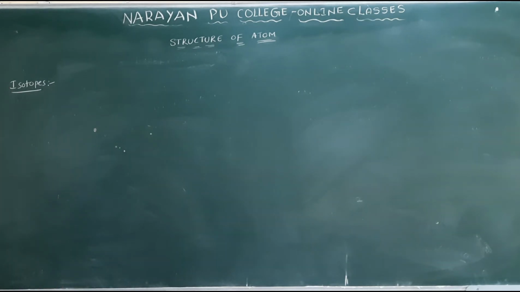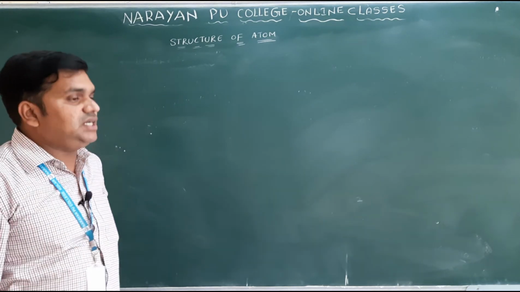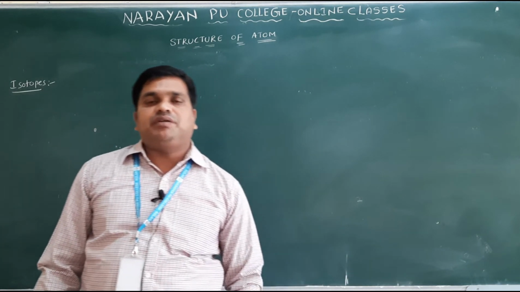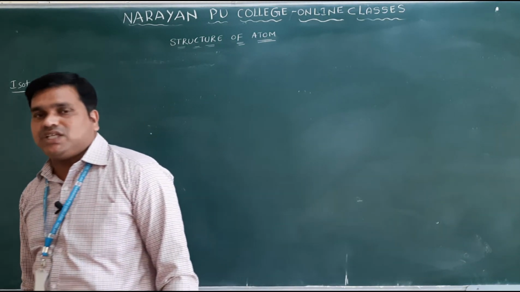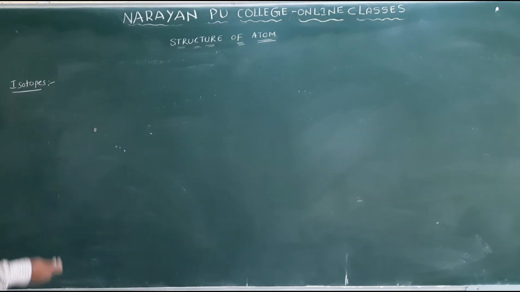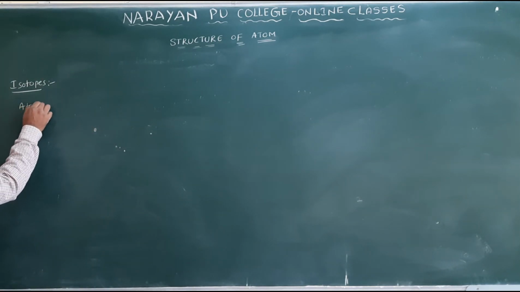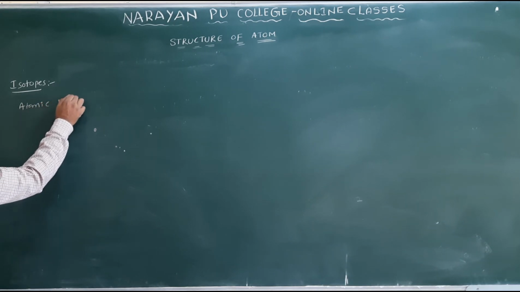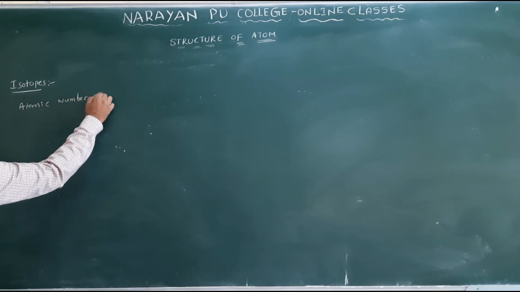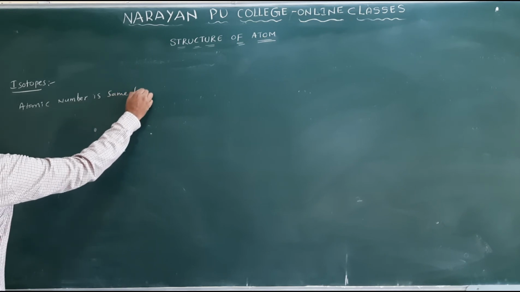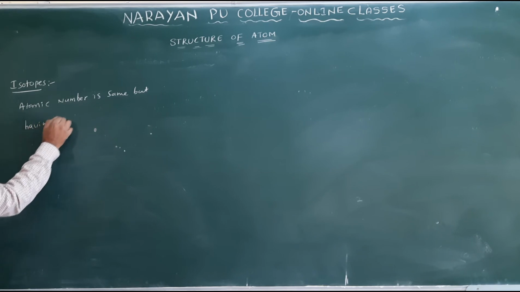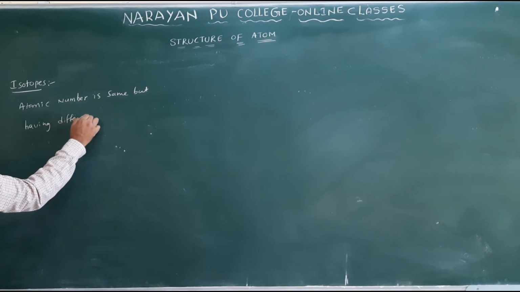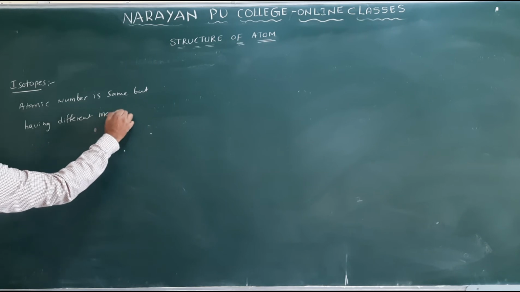Now the next concept we have is isotopes. So what are isotopes? Isotopes are elements having the same atomic number but different mass numbers. Those we call isotopes. What is the same for isotopes? Atomic number is the same, but they have different mass numbers only.